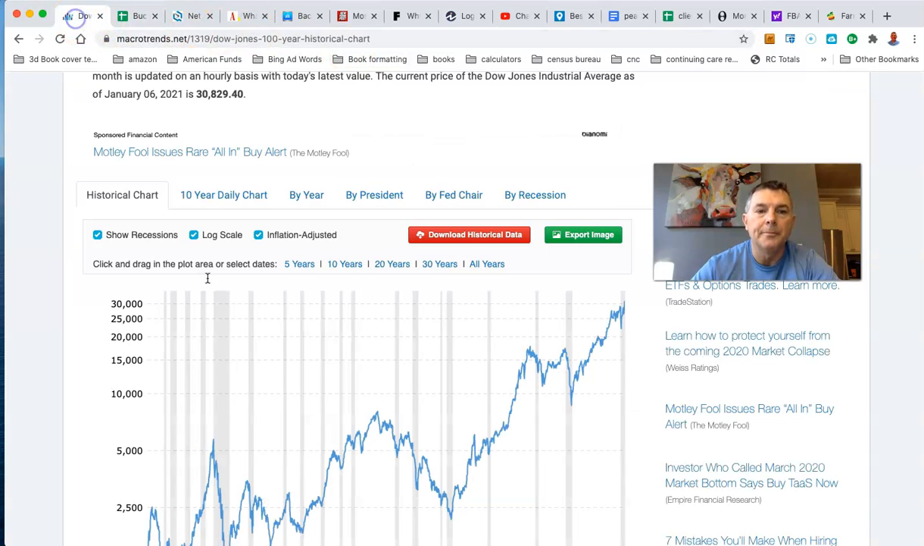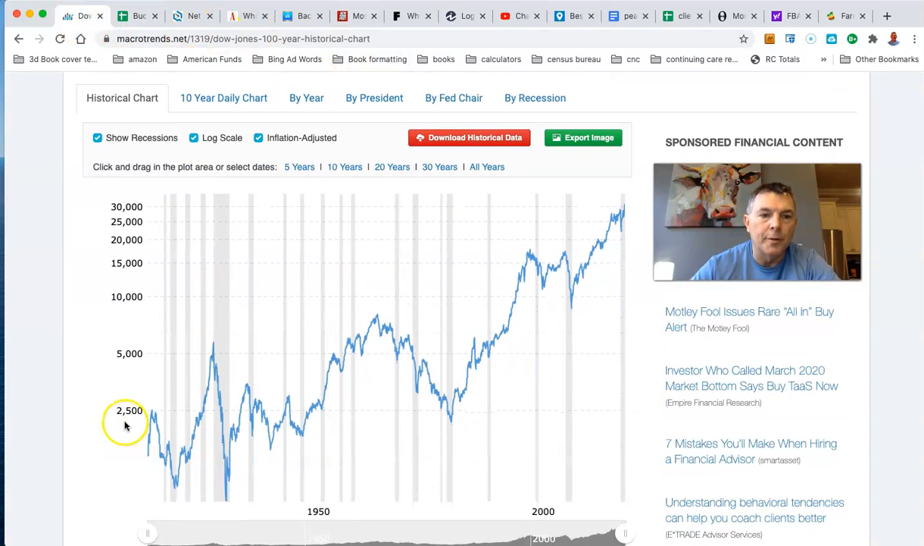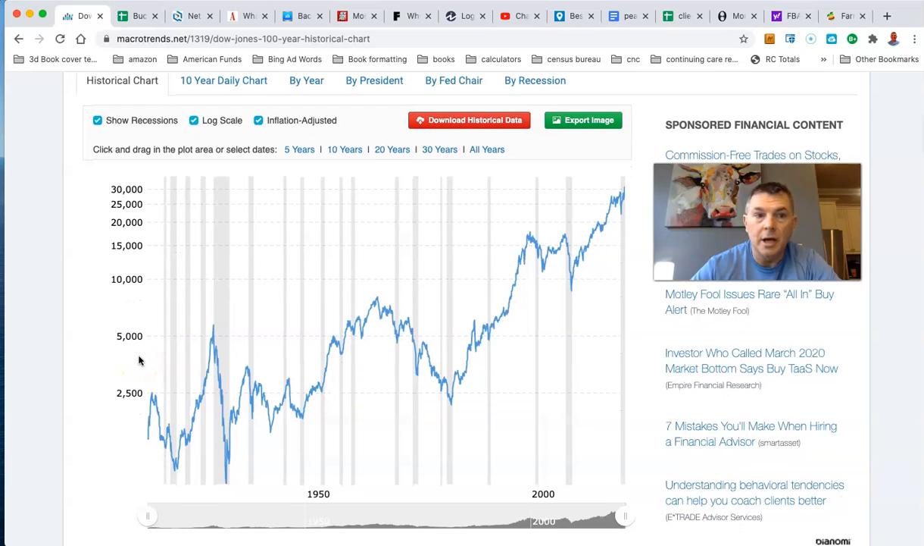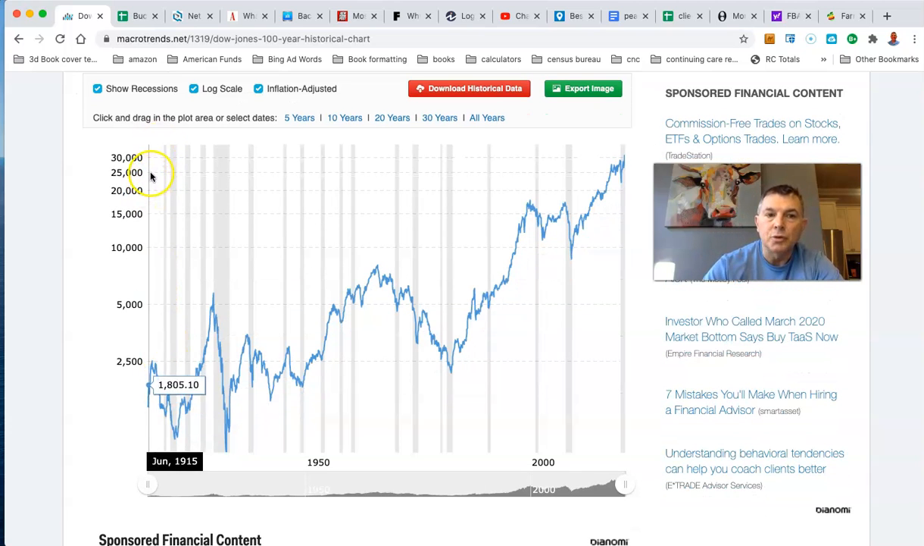So let's go back. What you'll see here is they go from 2,500 to 5,000. All right, that's a log scale. So 0 to 2,500, 2,500 to 5,000, 5,000 to 10,000, 10,000 to 15,000, 50. See how it starts shrinking the size of the units? See that? So 25 to 30 is smaller than 20 to 25, even though they're both $5,000 increments.